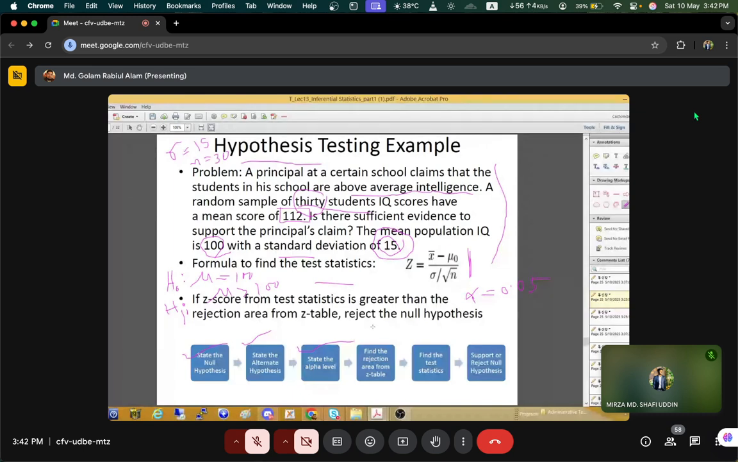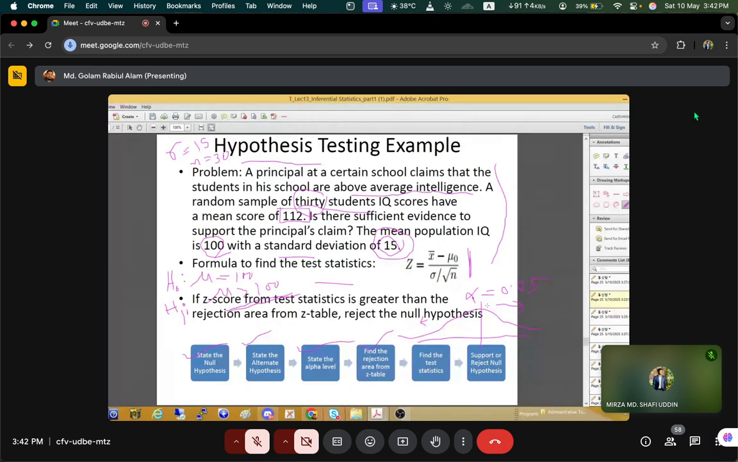And then find the rejection area from the Z table. Now we have to consider whether we have to apply a two-tailed test or maybe a one-tailed test. In this case, we can see the mean is greater than 100. If the population is normally distributed like this, greater than 100 means it will be on this side, not on the left side. So that means it is a one-tailed test.